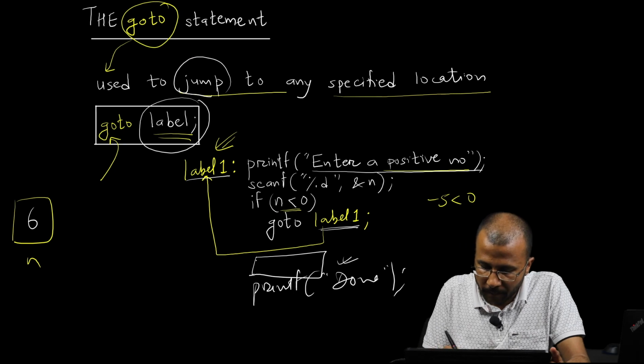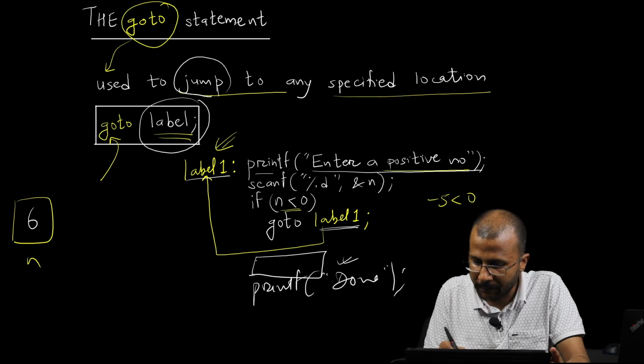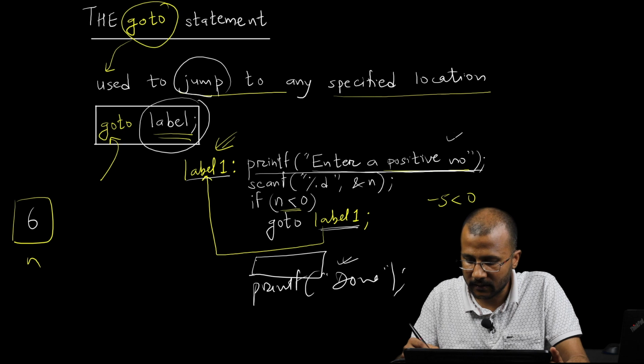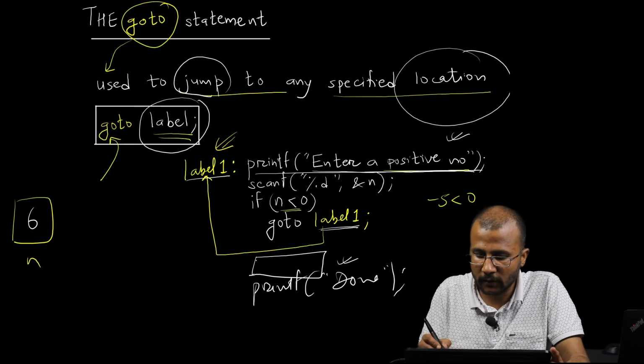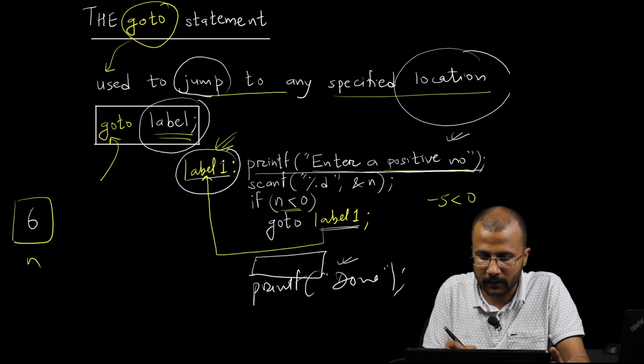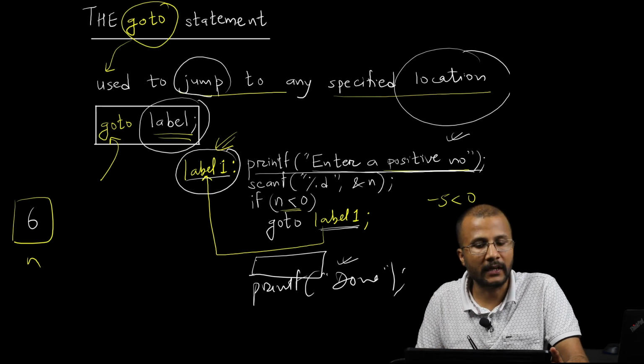So it is helping me to jump back to this line wherein I'm printing the message enter a positive number, to any specified location. How do I specify the location? By giving a label. So this is how the goto statement works.